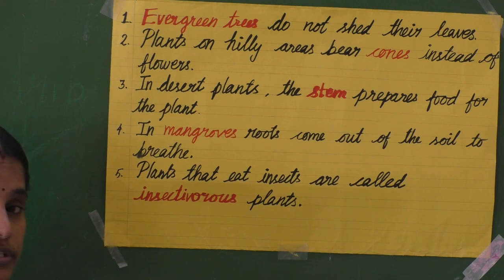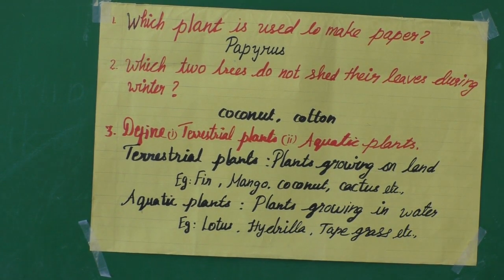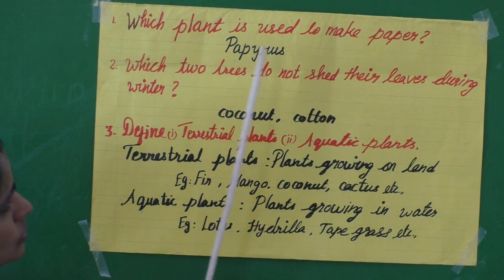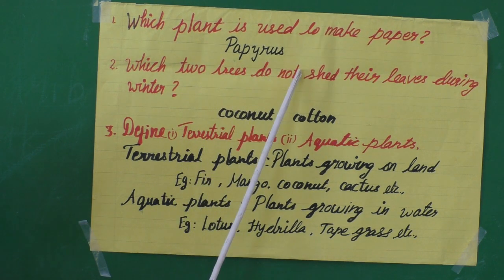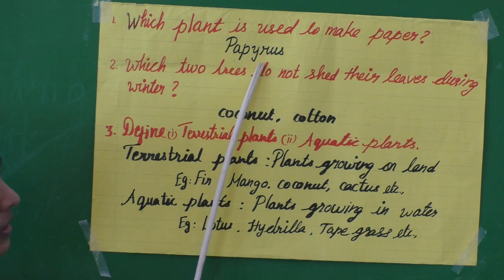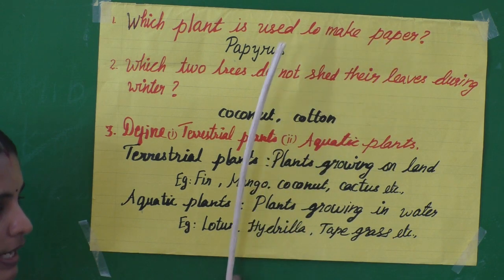So short answer questions and all, where we should write? We should write in our classwork note. Clear, children? So now we are going to the next one, short answer question. First one, which plant is used to make paper? Papyrus, P-A-P-Y-R-U-S, papyrus plant. Paper tayarikira plant.